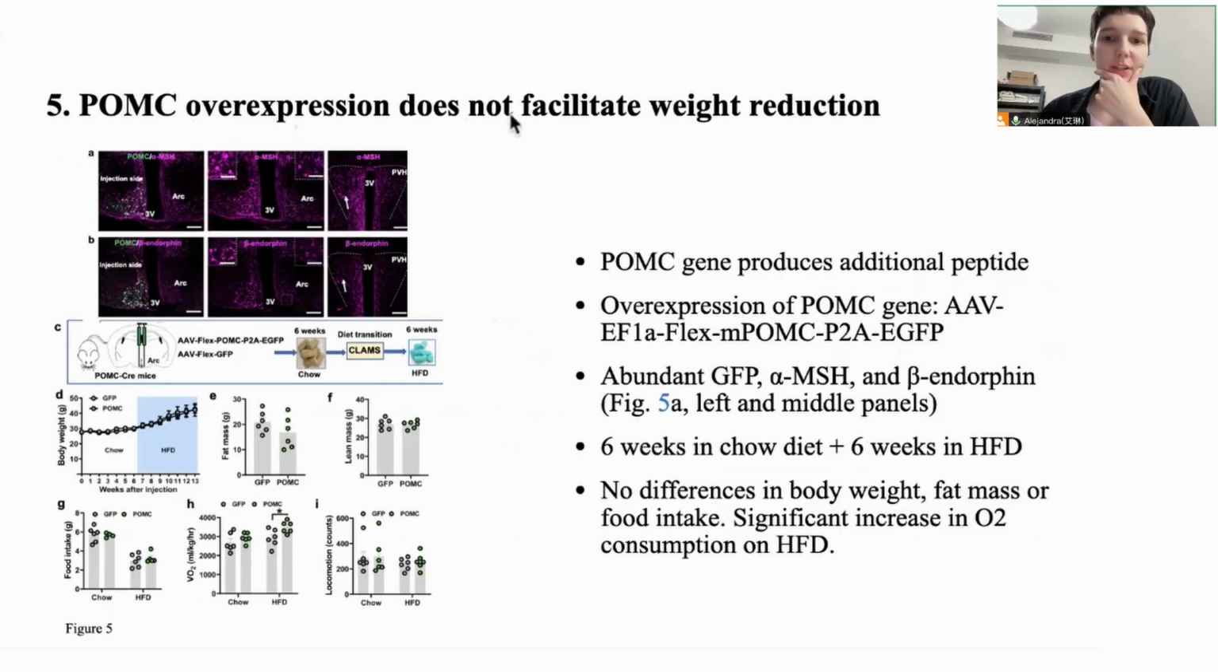POMC overexpression does not facilitate weight reduction. So the POMC gene also gives rise to a number of additional peptides, which might also play a role in mediating body weight regulation. To test this possibility, they generate mice with overexpression of POMC by delivering an adenovirus that contains the mPOMC and GFP. In the unilateral injection, they measure abundant GFP, increased expression of alpha MSH and beta endorphin, which can be seen here.